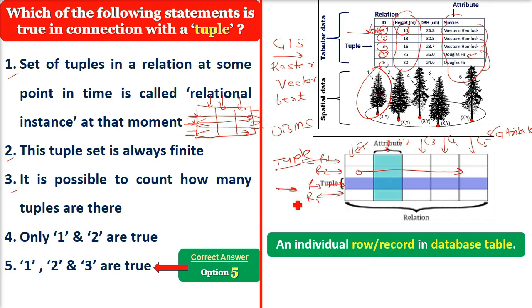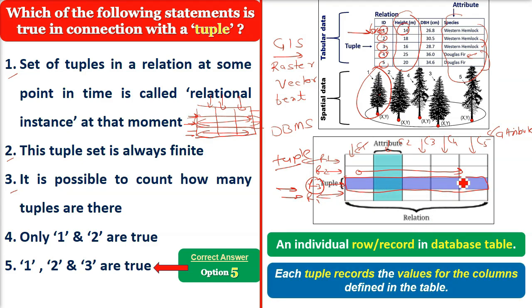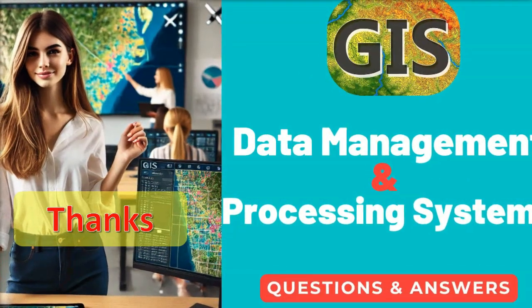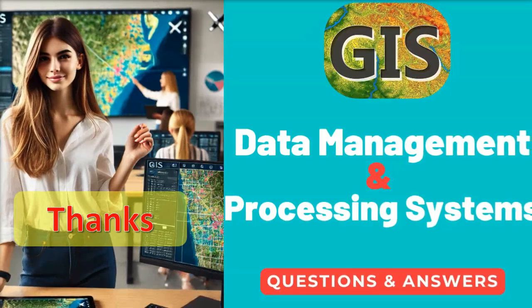So an individual row or record in a database table is nothing but the tuple, or the information of a single entity. What about the tuple records? It can be tuples or records. They are tagged simultaneously. So each tuple records the values from the columns, which are actually the features or attributes defined in the table. And not only this, different tables are there, and these tables have relationships between them. So I hope you have a better idea about the data management and processing system of GIS through this question and answer. Thank you so much. Have a good one.